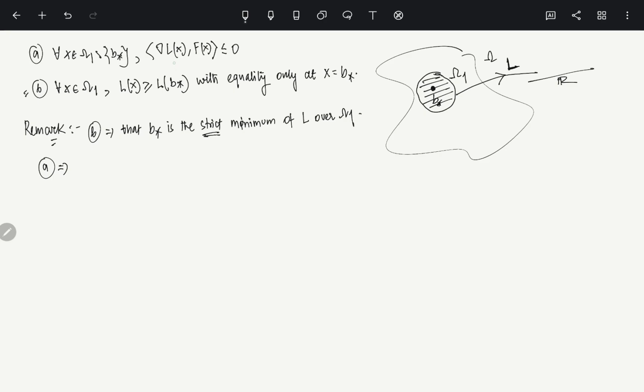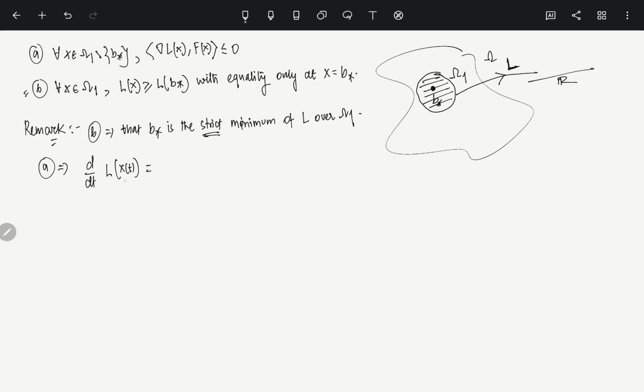It says that the gradient of Lx acting at f, the dot product of that, has to be less than or equal to 0. What does it mean? So let's look at d dt of L of xt. See, xt is somewhere in omega 1, right? Okay, let's say xt is in omega 1.